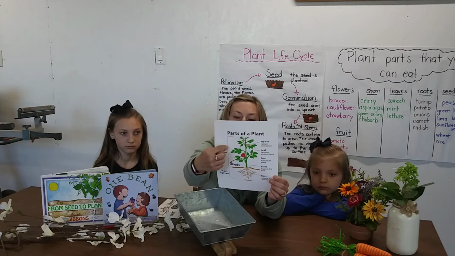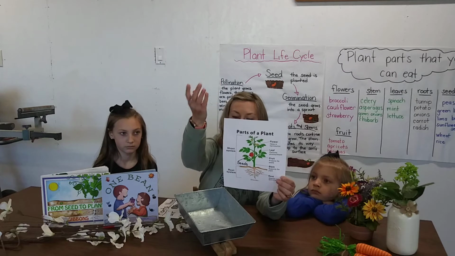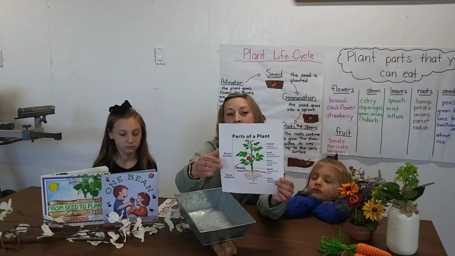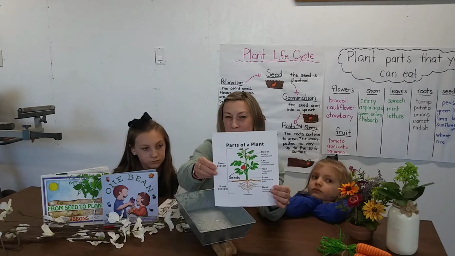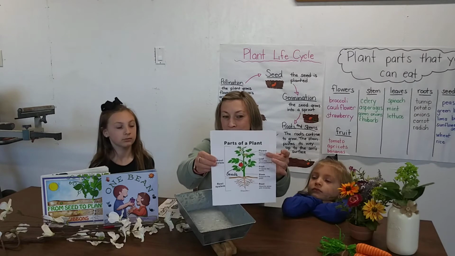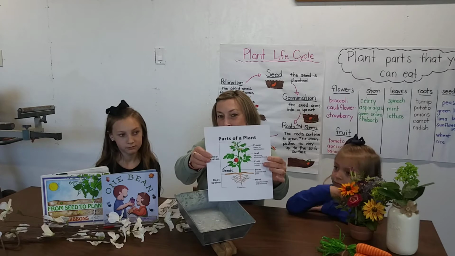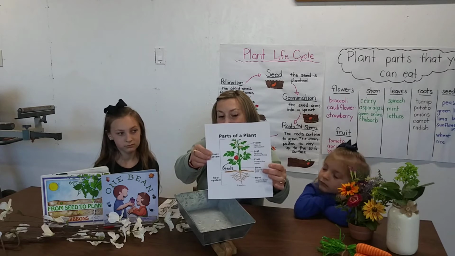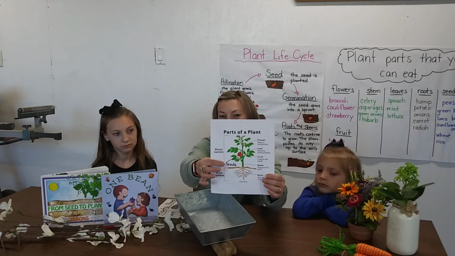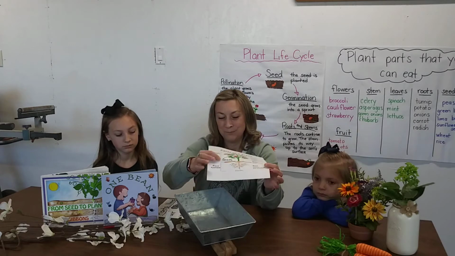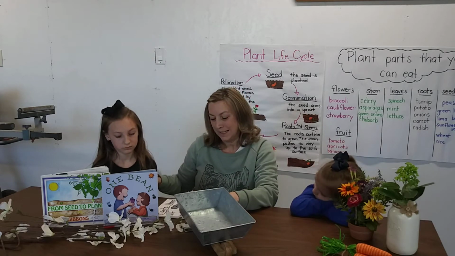Over to the side we have the shoot system that goes above the ground and the root system that goes down into the ground. How'd you do? Did you get any of those parts right? Did you get the flower? Did you get the leaf? Did you get the fruit? Stem? Roots? Seeds?